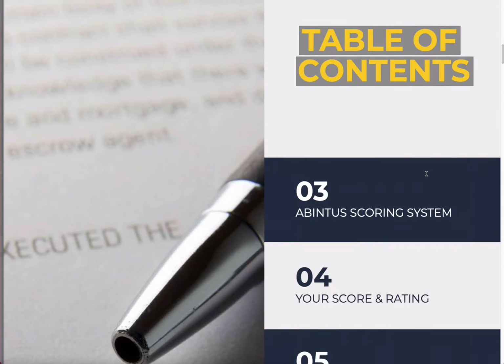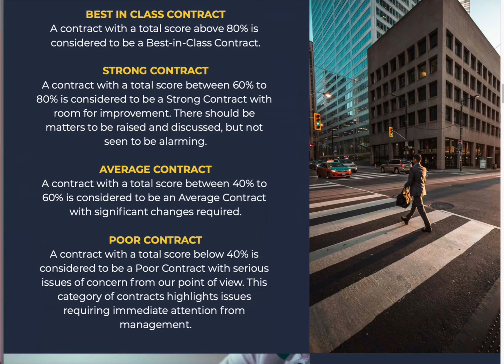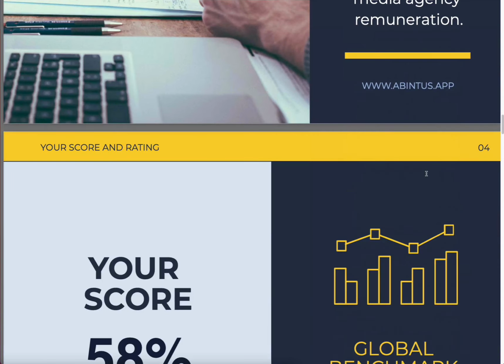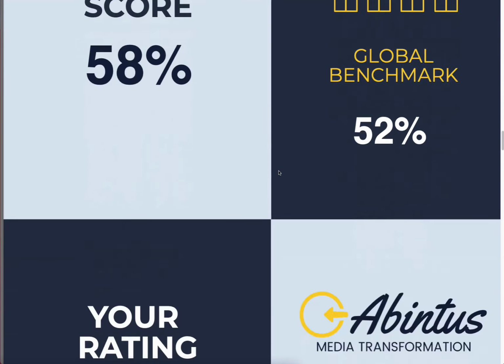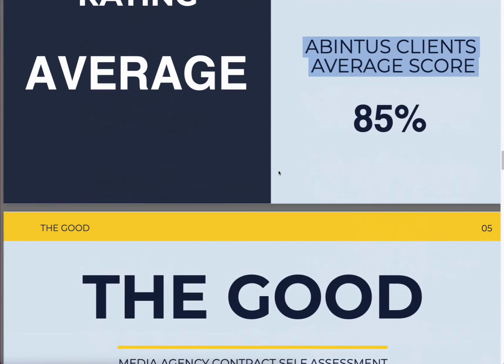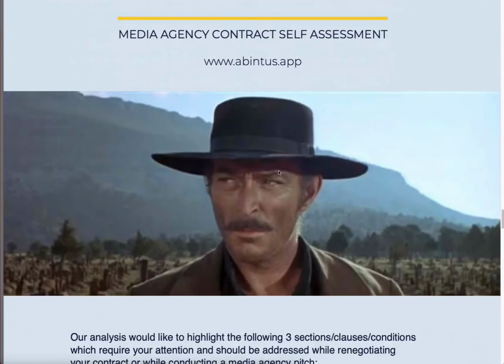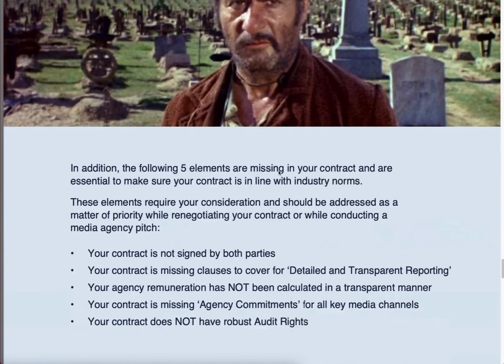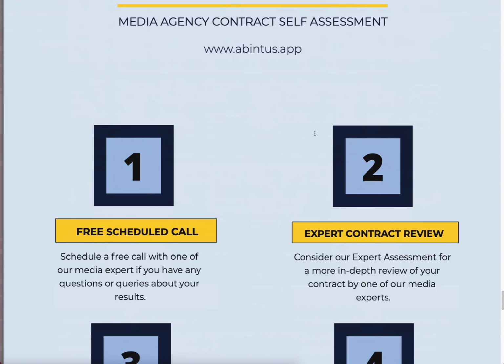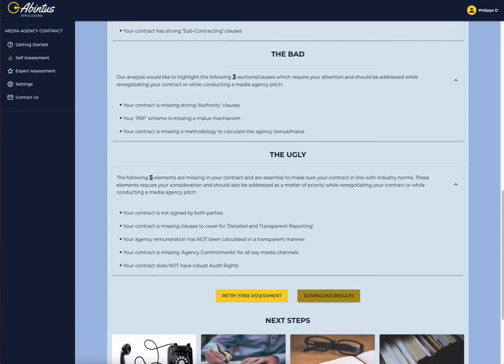So you will get all the information that you've seen, with how the scoring system works, what your score is, what the global benchmark is, and so on, and all the good that was listed there, the bad and the ugly, will also appear in that document, which you will be able to download. So it's a PDF, you just need to right click and save as onto your computer. It's that easy.